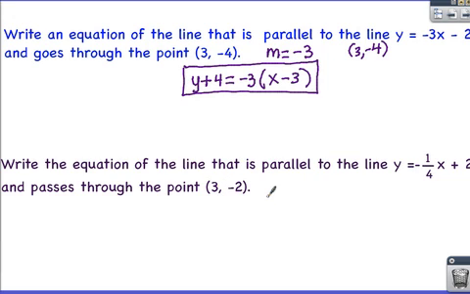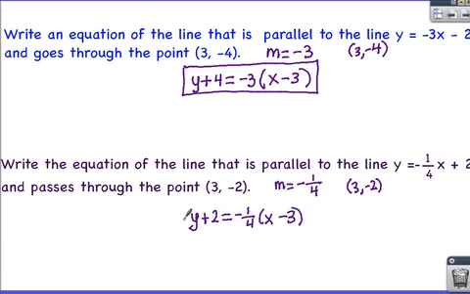Number 2, write the equation of the line that is parallel to the line y equals -1/4 x plus 2 and passes through the point (3, -2). Our slope is the same, which is negative 1/4, and then we use the point that the line goes through, (3, -2), and use point-slope form. So y plus 2 equals negative 1/4 times x minus 3.